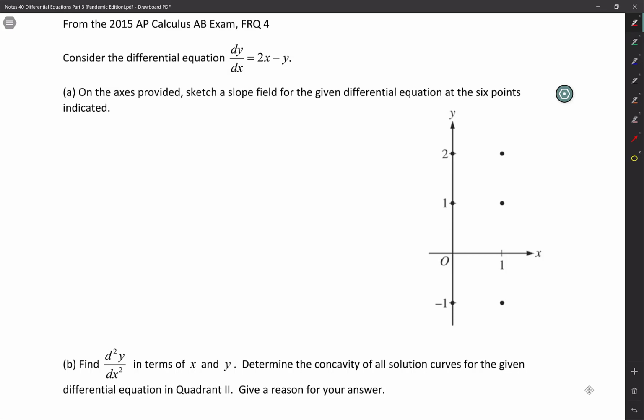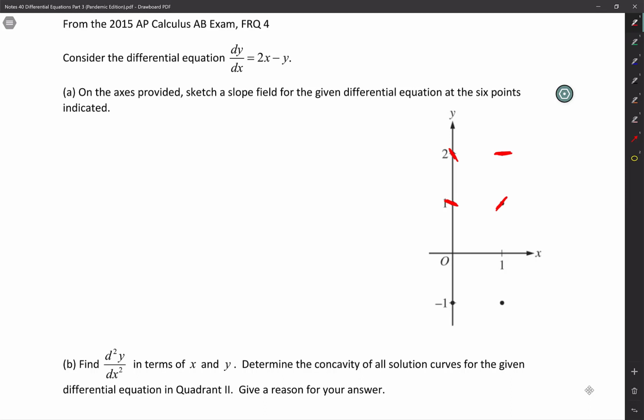At (1, 1), 2 times 1 is 2, 2 minus 1 is 1, so a slope of 1. If you go to (1, 2), 2 times 1 is 2, 2 minus 2 is 0, so that's a slope of 0. We took care of those two. Now I'm at (0, 1). 0 minus 1 is negative 1, so a slope of negative 1. And then 0 minus 2 is negative 2, so a slope of negative 2. So there it is. I think that's correct.